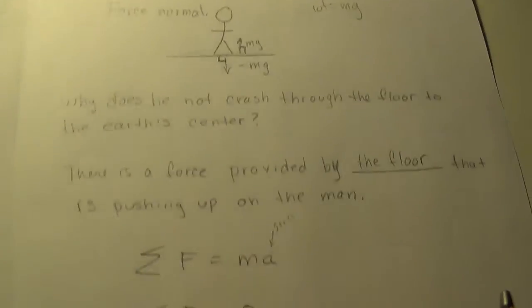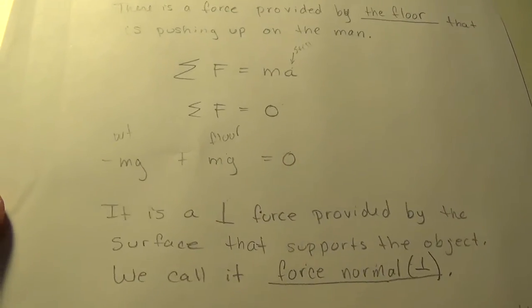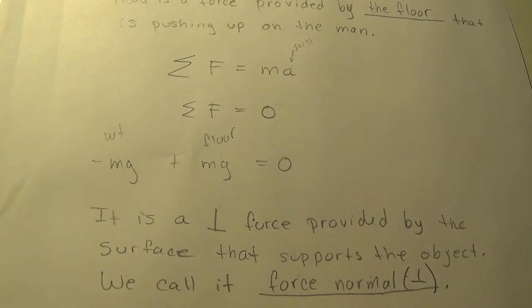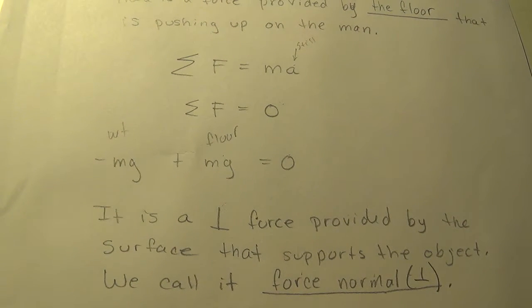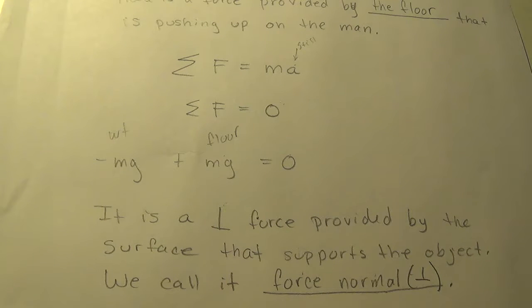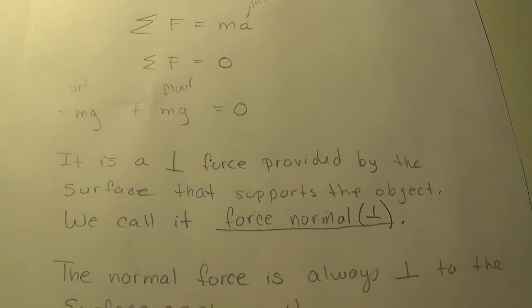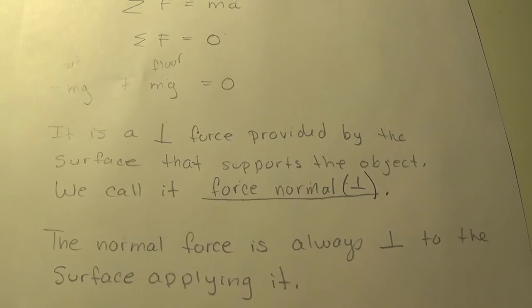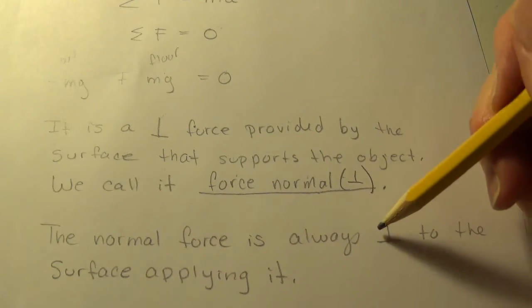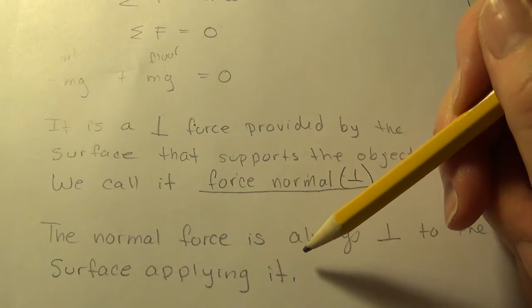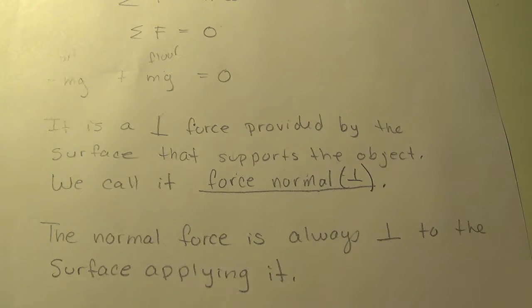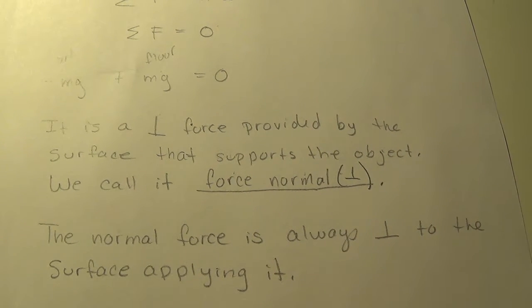All right, and that answers our question, what keeps the man from crashing through the floor because of his weight downward? It is countered exactly in the same amount upward by force normal. So, the normal force is always perpendicular to the surface applying it. So I made mention of that, so I put it in words as well.